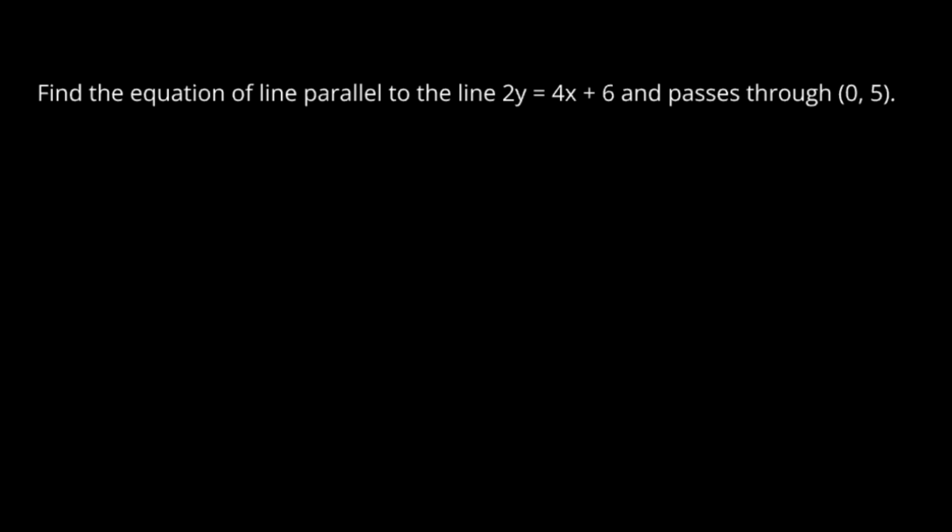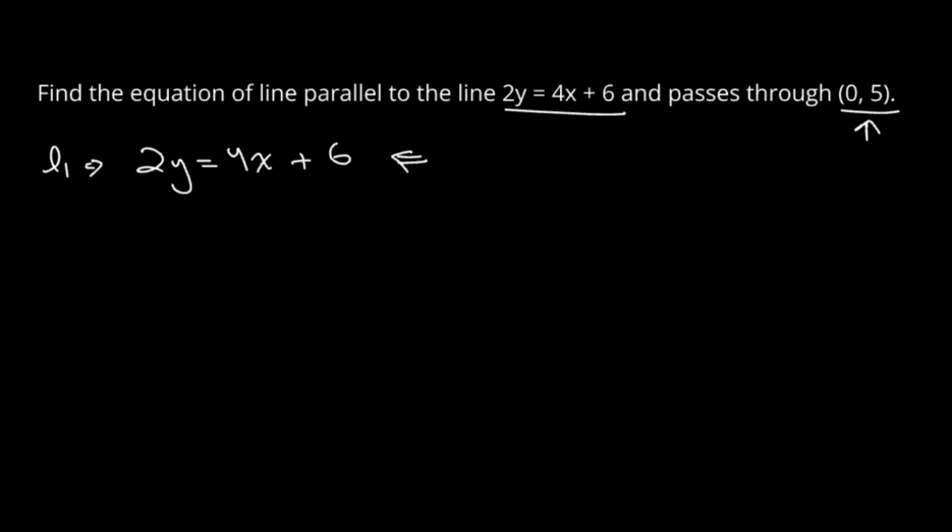Find the equation of the line parallel to 2y equals 4x plus 6 and passes through (0, 5). So you have a line 2y equals 4x plus 6, and there is a line parallel to this, and that line passes through (0, 5). So let's call this line L1.